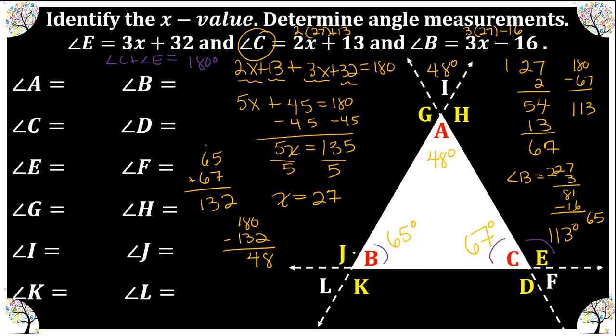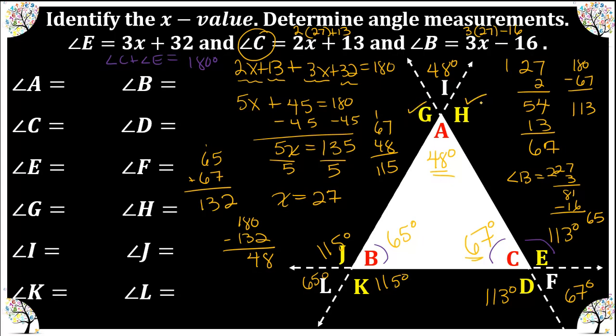I is going to be 48. L is going to be 65. E is going to be 67. F is 67. E is going to be 113. To get J or K, I'm going to add my remote interior angles, so 67 and 48. So they are each 115 degrees. And then to get G and H, we're going to add 65 and 67. And we've already done that here, so that's going to be 132 degrees.